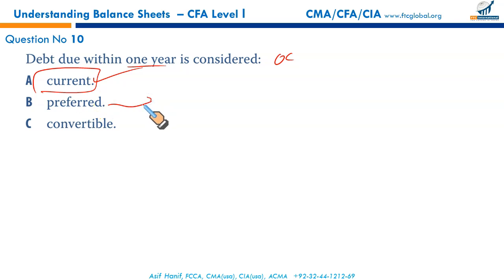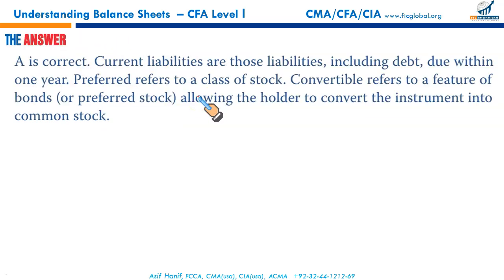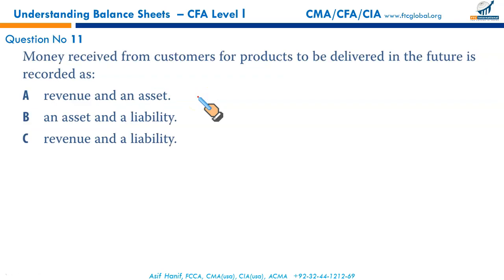Preferred, it's a stock class. Preferred stock, redeemable preferred stock, convertible preferred stock. Convertible is a feature, so this doesn't make it a current liability. Preferred stock is a class of stock, and convertibility is a feature that might be attached to a bond or a preferred stock that is convertible to a certain number of common shares, as we discussed in our EPS calculation. So this is the debt to be paid within 1 year, and it's a current liability. A is the right answer.